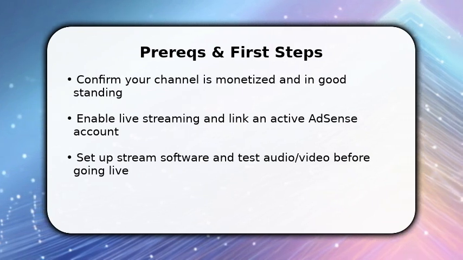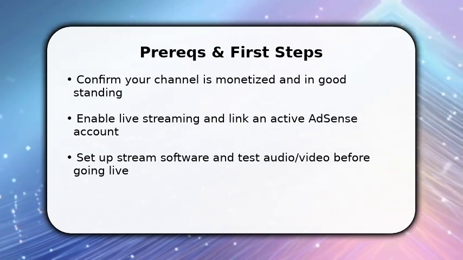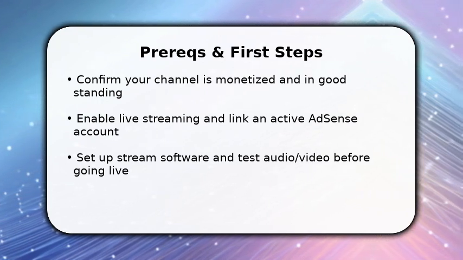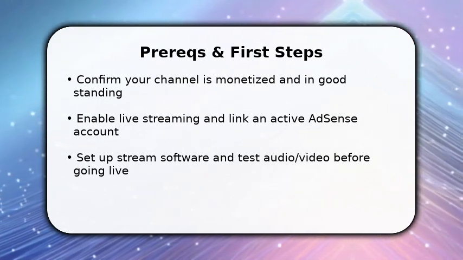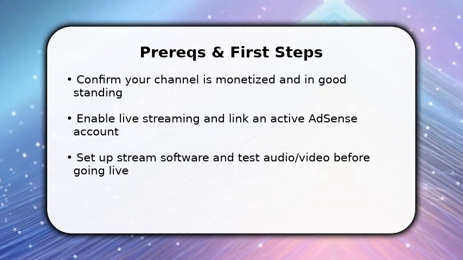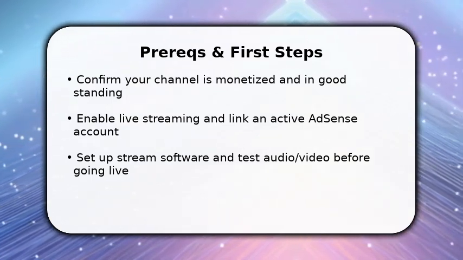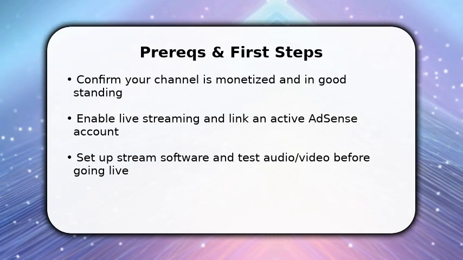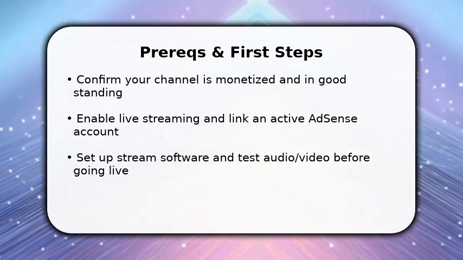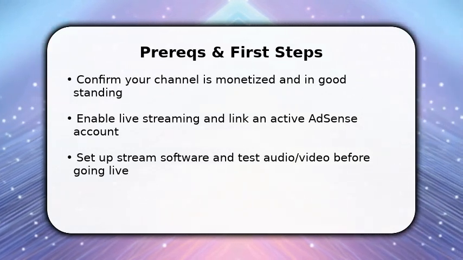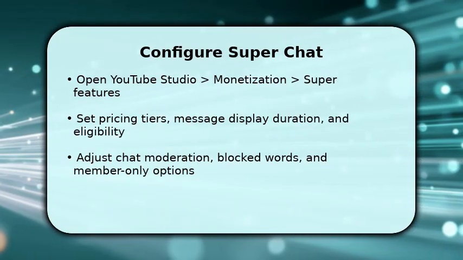Next, open YouTube Studio and schedule or start a live stream. Make sure your encoder or webcam is configured and streaming at stable bitrate. While you preview, enable Super Chat in monetization settings and choose permitted chat settings so you control who can send paid messages. Once Super Chat is enabled, you must configure tiers and behavior so viewers know options during your stream.